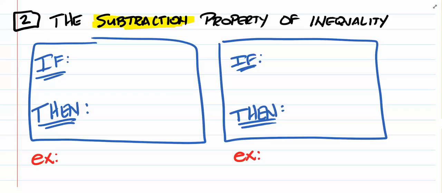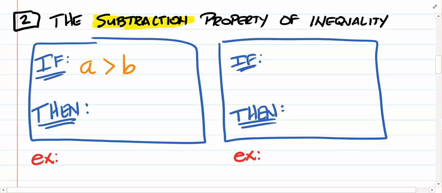Box number 2 is the subtraction property of inequality, and it's going to work exactly the same way as the addition property. So let's begin. If I have two numbers, and I say that A is greater than B, then if I subtract the same number from both sides, A minus C will still be greater than B minus C.